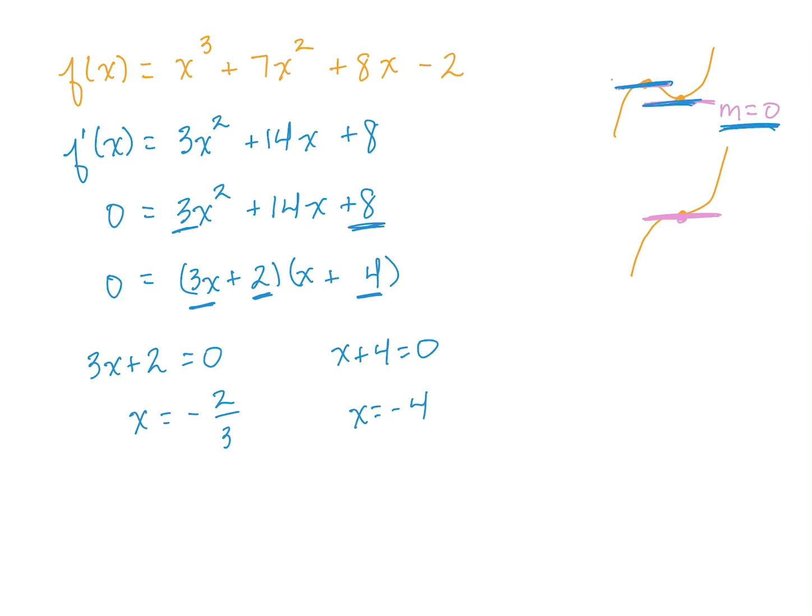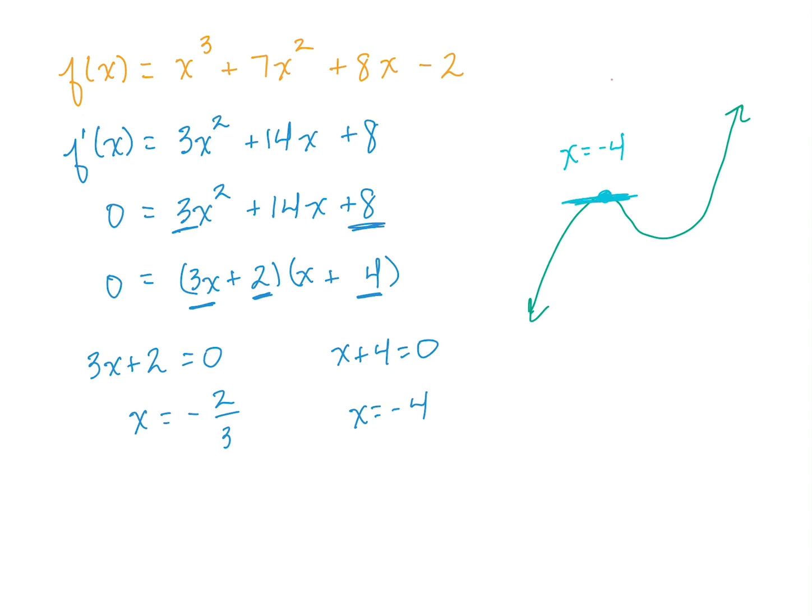So this tells me that, thinking about my graph again, let me draw a slightly better graph over here. If I imagine my cubic looking something like this, very loosely, then right here at x equals negative 4, I would have a horizontal tangent or a critical point because the slope would be equal to 0 there. And then over here, another horizontal tangent where the slope is equal to 0, and that would be at x equals negative 2/3.